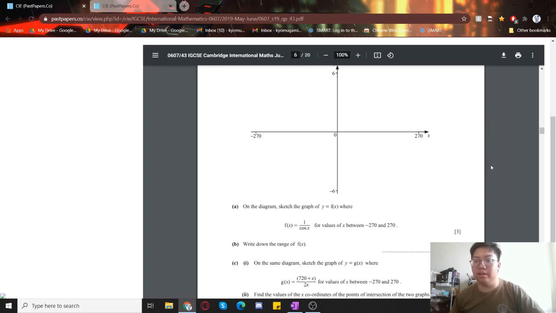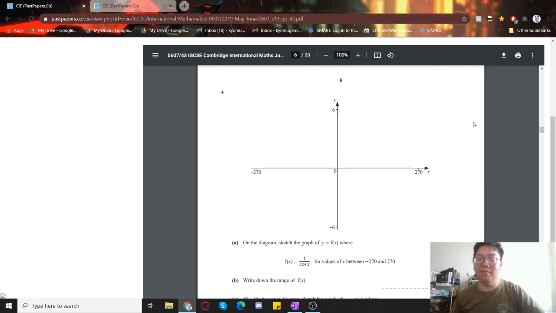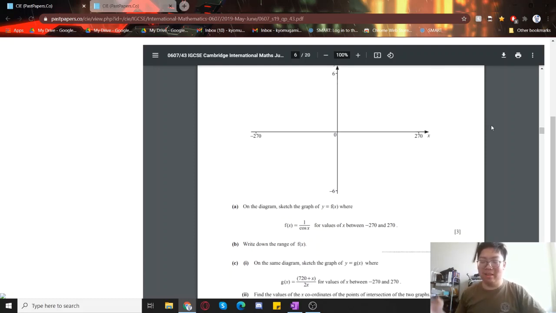So obviously they're going to be asking you this in degrees. No one's going to be asking you for this paper in particular in radians. Well, for the whole of the 0607 syllabus, no one's going to be asking you in radians. Everyone's going to be asking you in degrees.